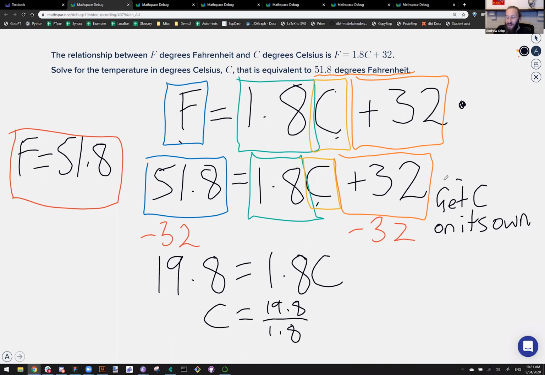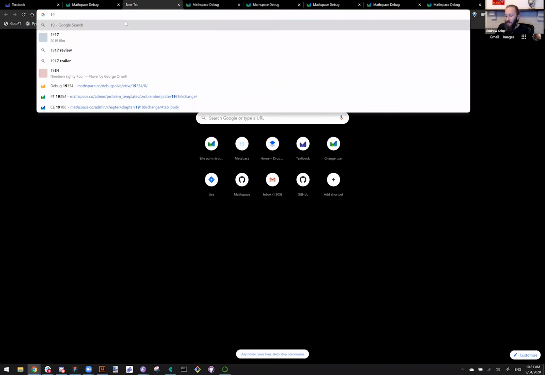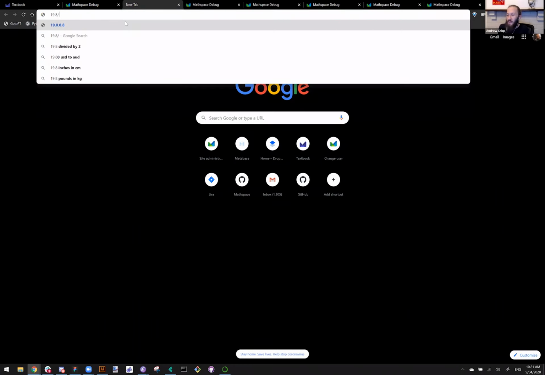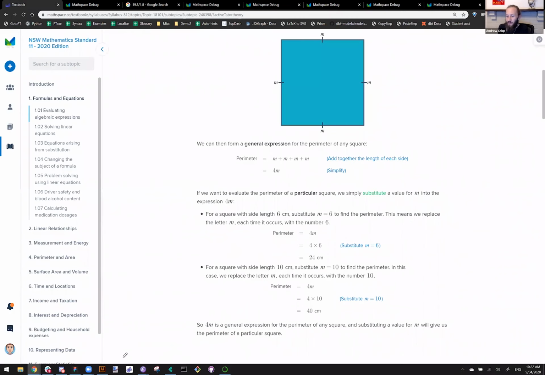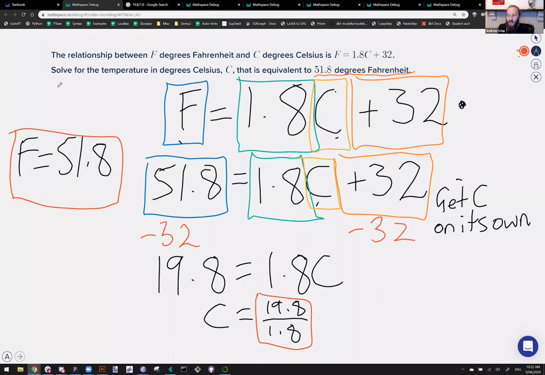And this is definitely something that you can put into a calculator. So let's do that real quick. As I said, Google is our friend. 19.8 divided by 1.8. Answer, 11. I'm going to click on the answer there, and I can see that up over here.